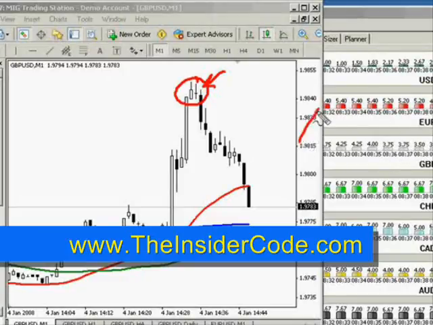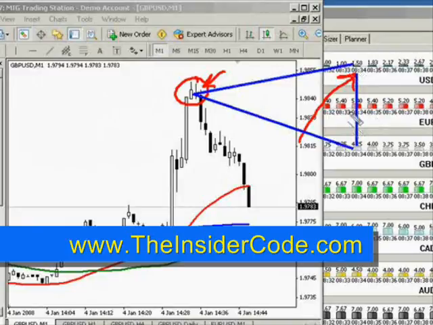But here's the key. Look at what happens to the US dollar at the same time. At the same time that the British pound is leveling off here, and remember, this is right near the peak. Okay, so right in that area, you can see what happens to the US dollar. The strength is actually going up.